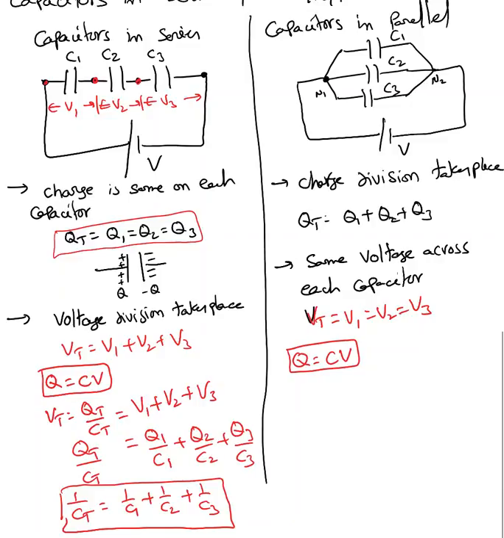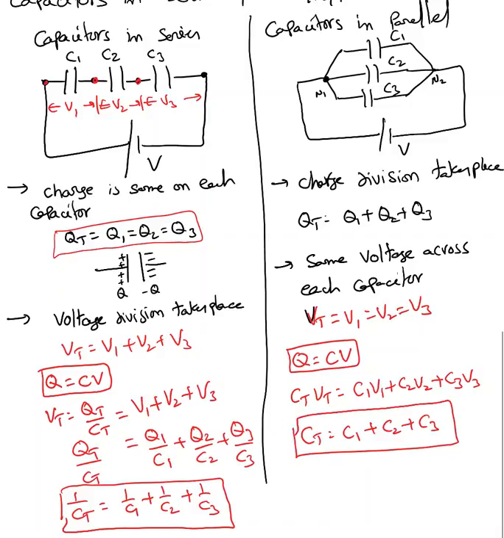Now when the capacitors are in parallel, Q total equals Q1 plus Q2 plus Q3. So if I use this formula, C total times V total equals C1 V1 plus C2 V2 plus C3 V3. But I already know V total is the same as V1, V2, V3. So if I separate those, C total equals C1 plus C2 plus C3. So if capacitors are in parallel, it's going to be direct addition.